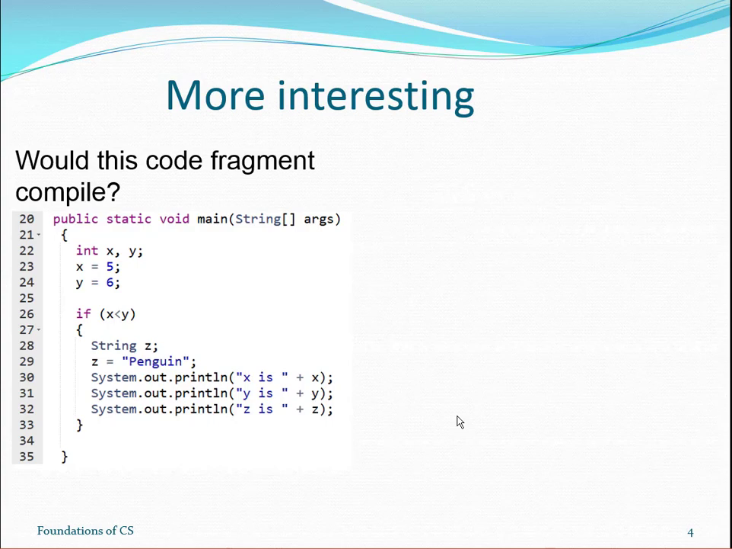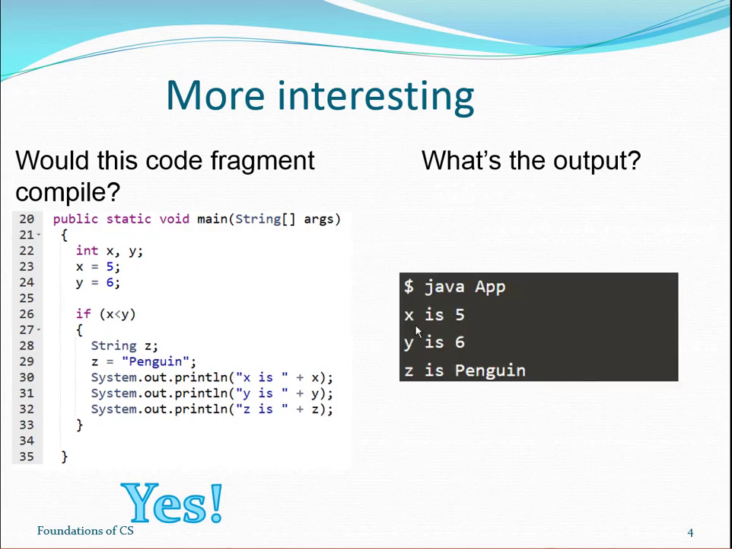Here is a little bit more interesting variant, right? Does this one compile? So let's see. We've still got X and Y up here. And if X is less than Y, which it is, then we make a Z down here inside of this code block, right? We have a new block with an if, and we declare Z inside that code block, and we say Z gets penguin. And of course the question I'm really asking is, can we refer to X and Y, which are in this outer code block, inside of our if? And of course the answer is yes, right? We can do that. And if we try to run this, it'll say X is 5, Y is 6, and Z is penguin. That's what it's going to print.